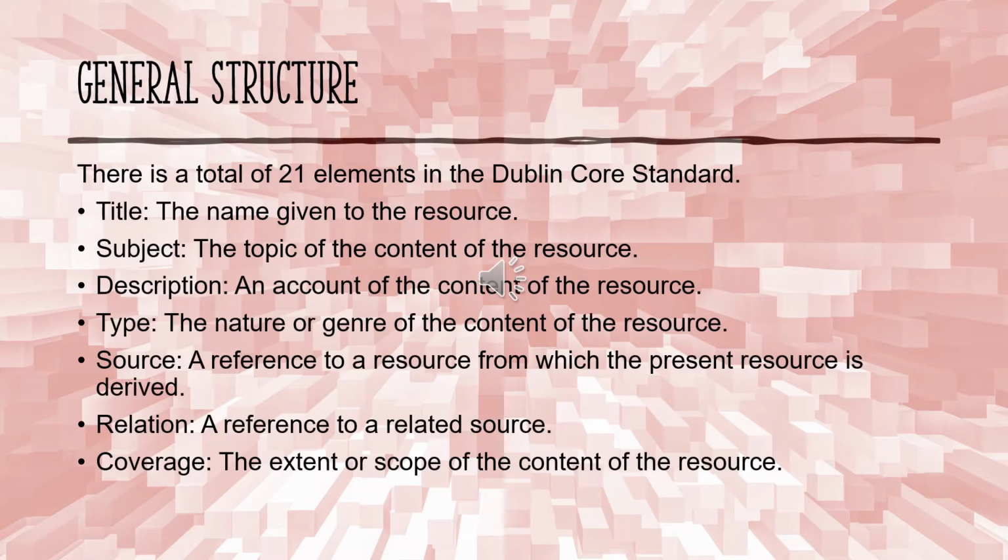There is a total of 21 elements in the Dublin Core standard. Title, the name given to the resource. Subject, the topic of the content of the resource. Description, an account of the content of the resource. Type, the nature or genre of the content of the resource. Source, a reference to a resource from which the present resource is derived. Relation, a reference to a related source. Coverage, the extent or scope of the content of the resource.